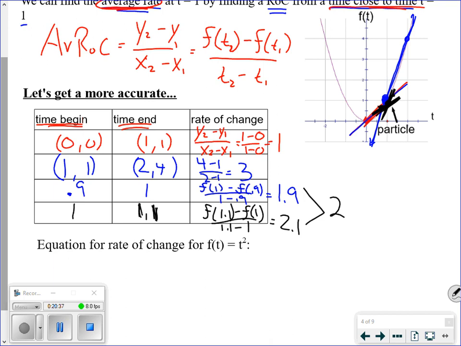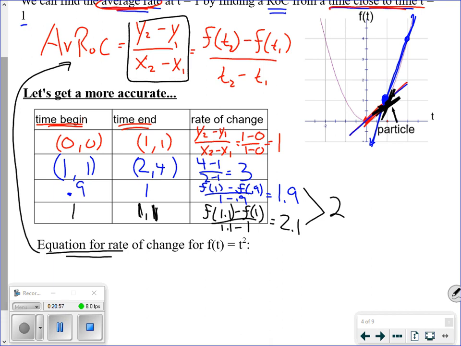So the instantaneous rate of change, and we're going to actually show that using calculus later on down the road, but the equation for the rate of change, we already talked about that up here, but for t squared would just be finding that slope right here. But we showed that it's getting closer and closer to the value 2. So the instantaneous rate of change in this case is going to be equal to 2.